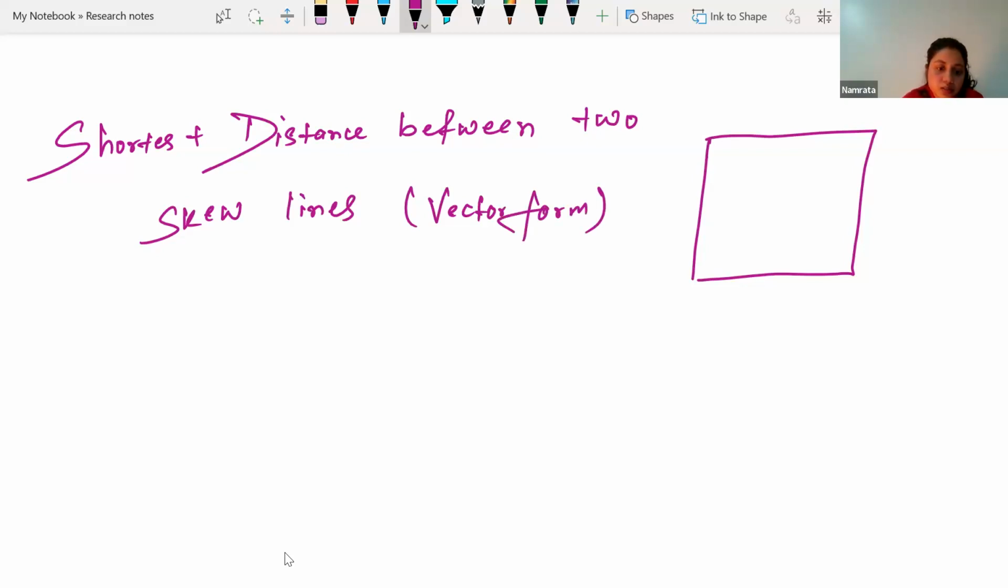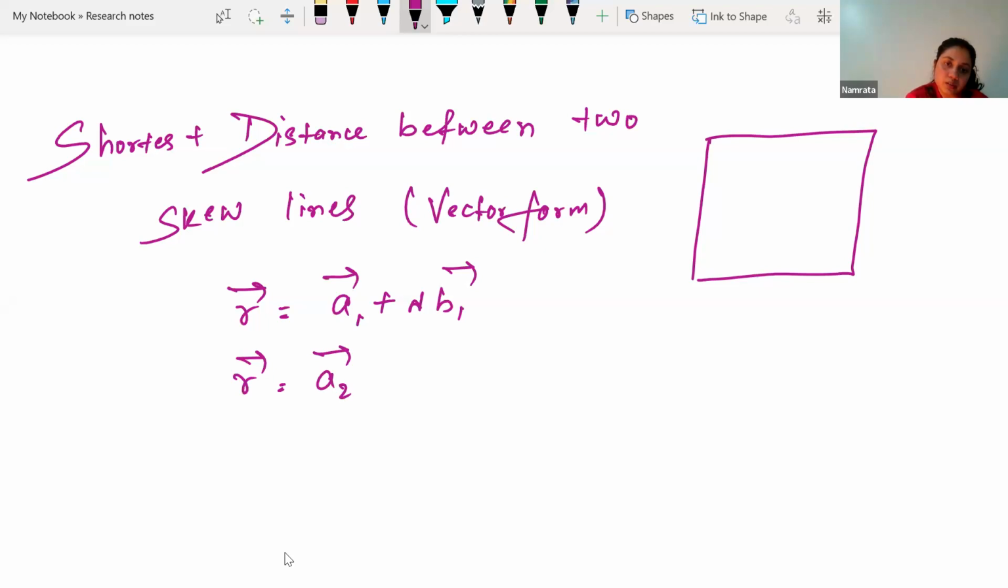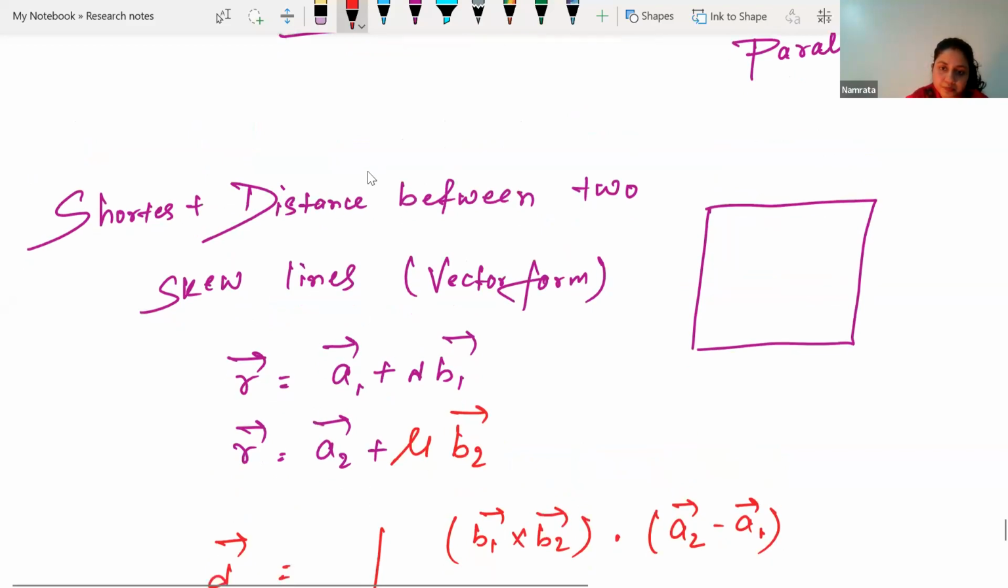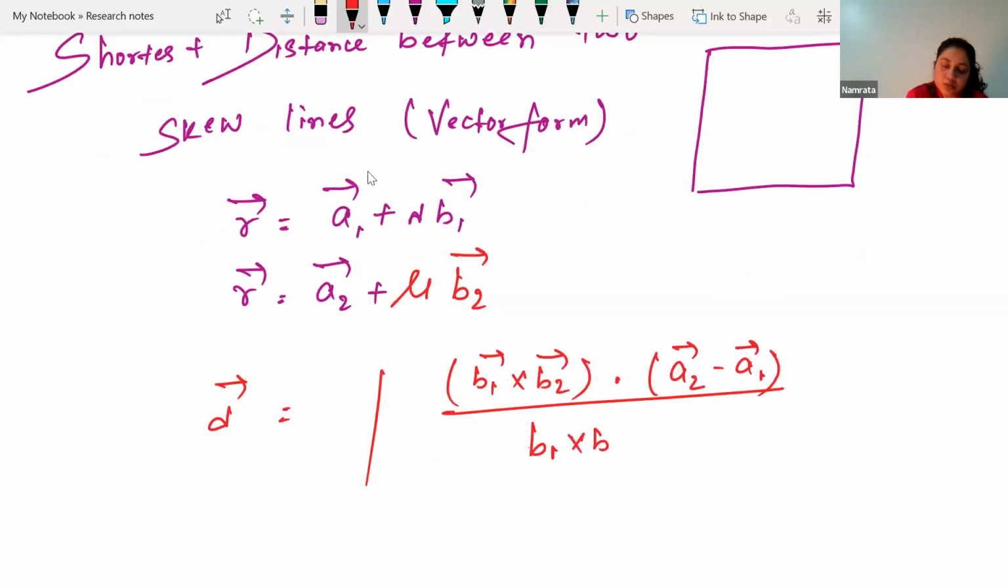The formula for shortest distance will be, suppose two lines which I have shown in the figure just now. Suppose the equations of those lines are r equals a1 plus lambda b1, and another one is r equals vector a2 plus mu b2, where lambda and mu are real numbers. Then the shortest distance between these two lines will be d equals the dot product of b1 cross b2 with a2 minus a1, over the magnitude of b1 cross b2.